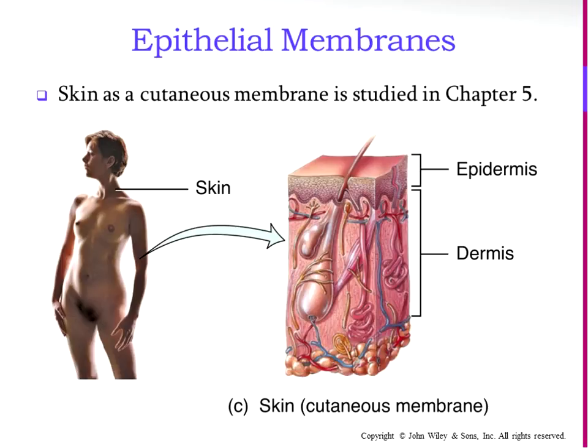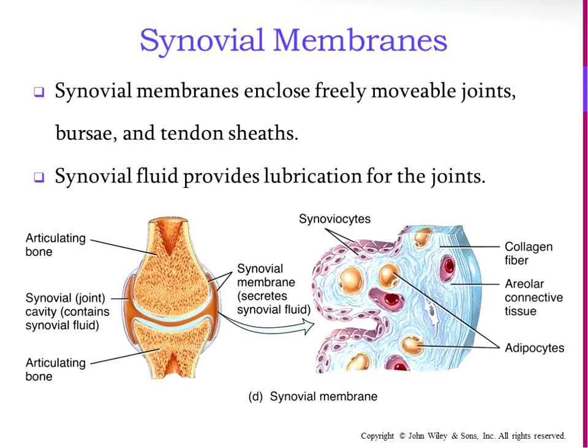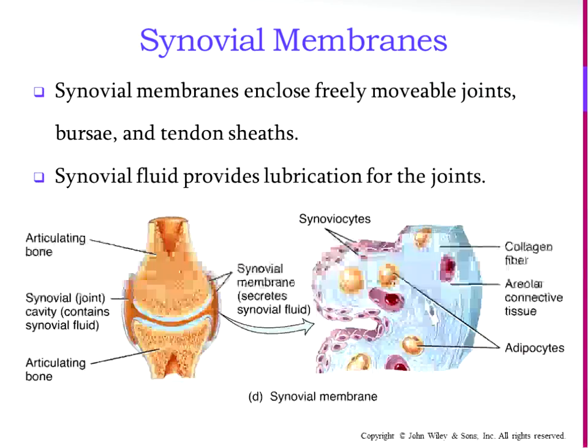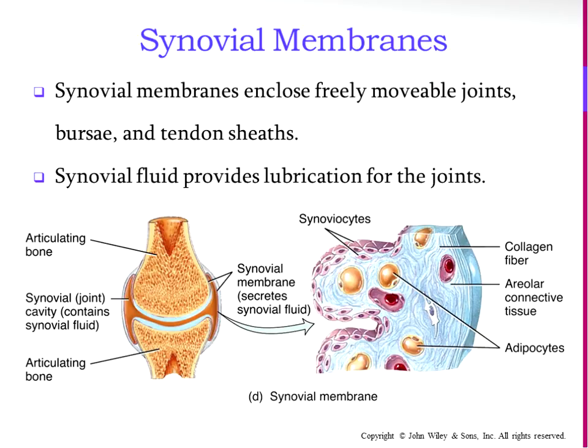All right, so skin is a cutaneous membrane. That's a third type of epithelial membrane, and we'll talk about it more in chapter 5. But for now, just know it is a membrane. Synovial membranes are unique because they enclose freely movable joints, which are called synovial joints, and they also enclose bursae and tendon sheaths. Both of these reduce friction at a joint.